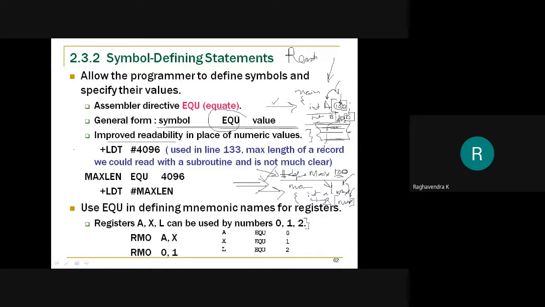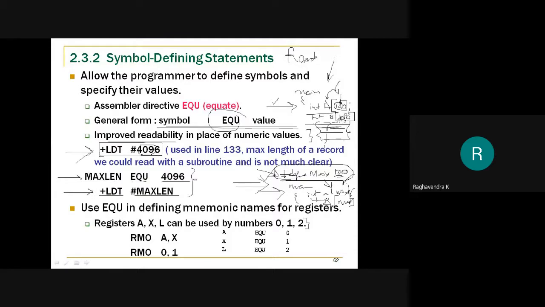For example, check here, if I have a statement like plus LDT hash 4096, now I know that 4096 is the maximum length of the buffer. What I will do is define a variable called max length equate 4096, which is nothing but something like what I have done here, hashtag define max 10. So now I will use in my statement plus LDT hashtag max length. So this improves the readability of the program.